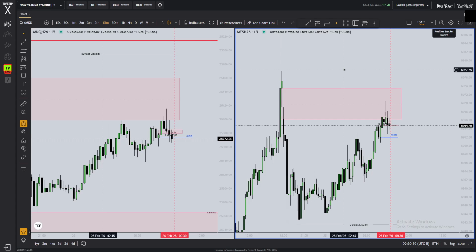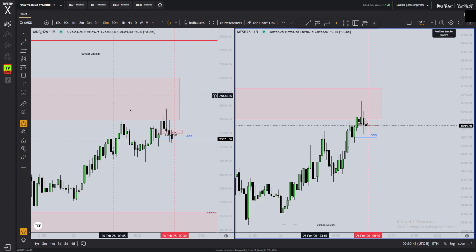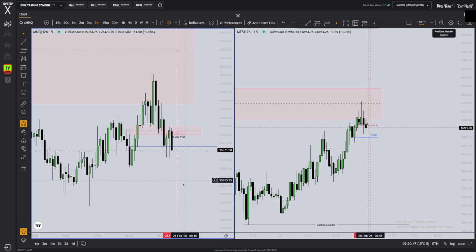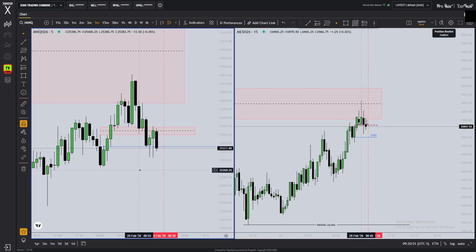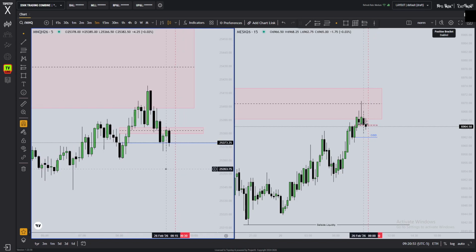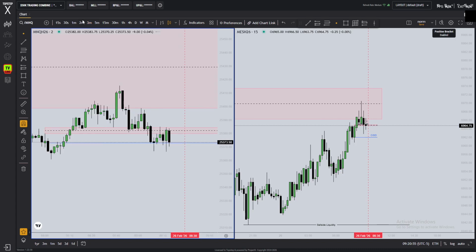So again, we're just watching, waiting. The 5 minute is getting respected. And we are starting to get that push. That's what the 5 minute gap did. So we invalidated it. But as soon as we open up the next candle, we're starting to get that move lower.